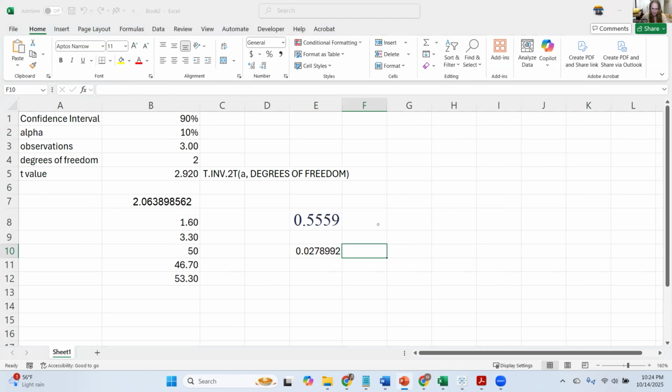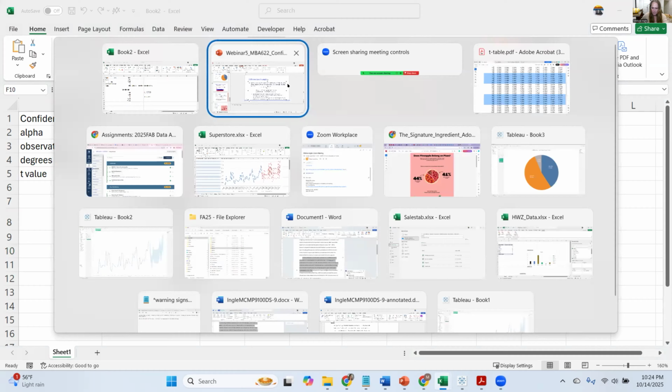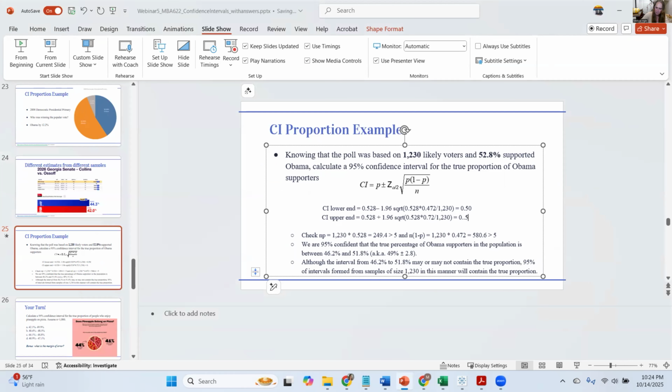So what was that? 55.5. Yeah, so we'll say 0.56. I'm not that concerned. 0.56, right? So let's go ahead and write that out. So our lower confidence is 50%. Our upper confidence interval is 56%.